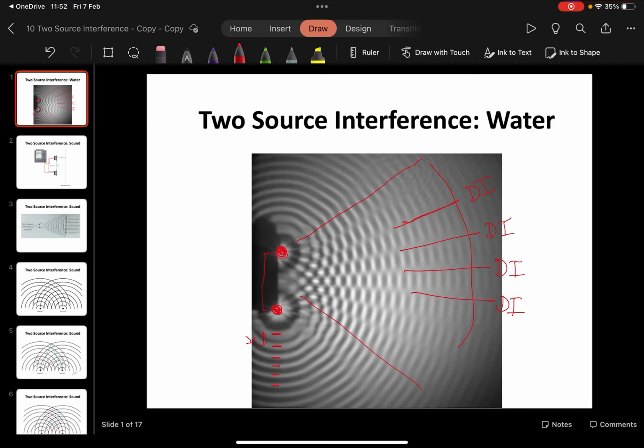In between, I'm noticing that the bright and dark patches are more obvious than they were below when we were looking at the individual waves. And these are regions where we've got constructive interference. So the deep part of the water is deeper and the shallow part of the water is shallower than when we just had a single wave. So this is two-source interference for water.